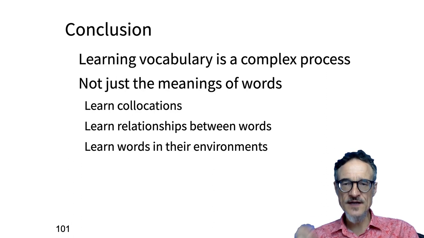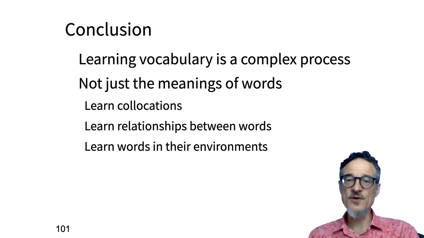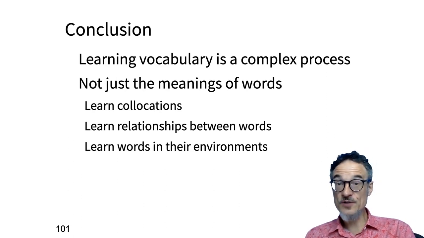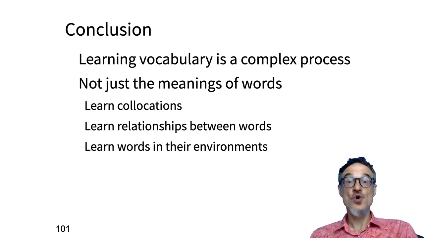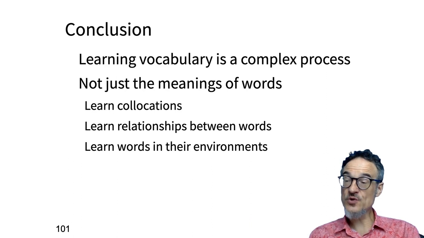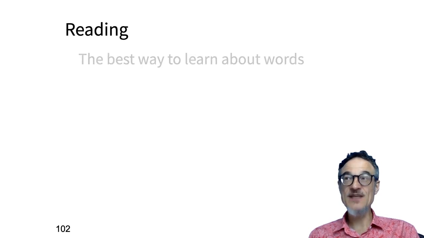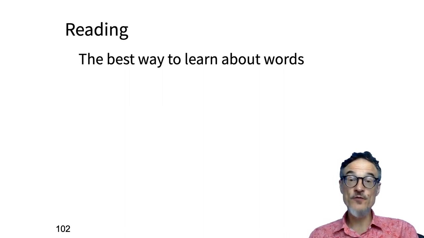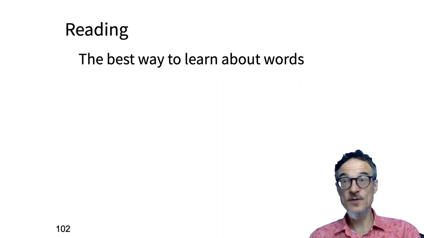English words don't live in a Japanese dictionary. If you're looking in a Japanese dictionary, then you can only find a Japanese translation of a word, and you may only find the single word. You may not learn very much about the collocation, about how the word works with other words, about what situations the word is being used in. To learn those things, reading, I think, is the best way to learn about words. Of course, speaking and listening are very helpful, but with reading, you will learn how words work and which words they work together with. So reading is the best way to learn about words.